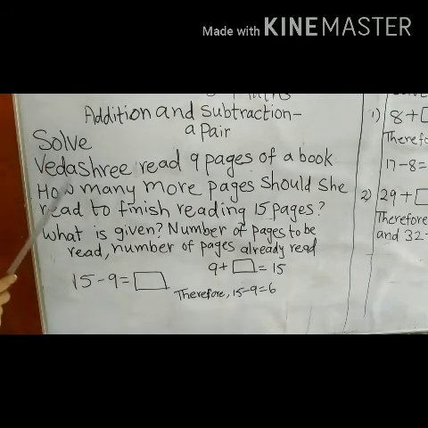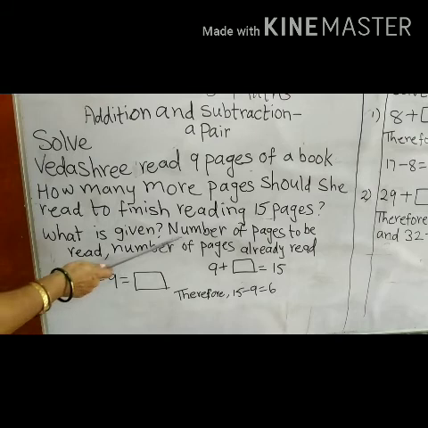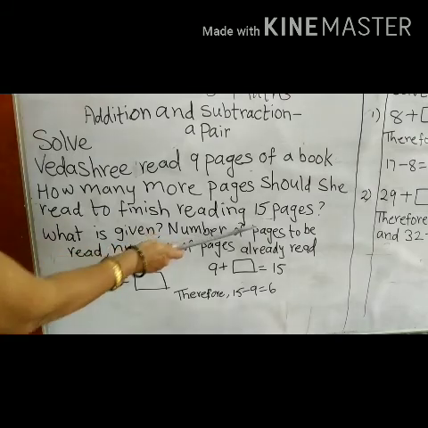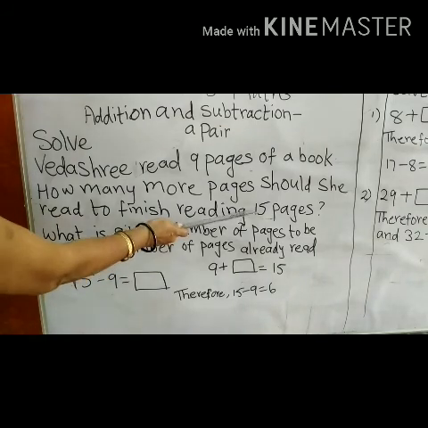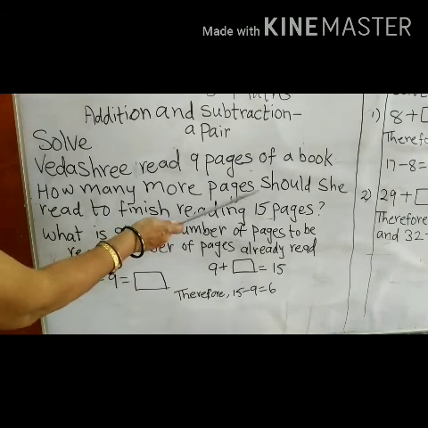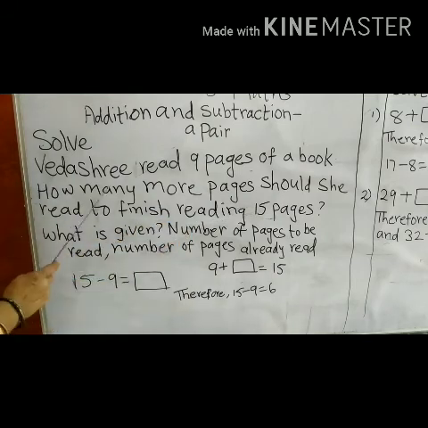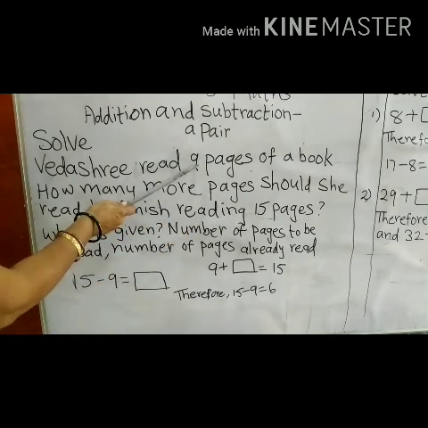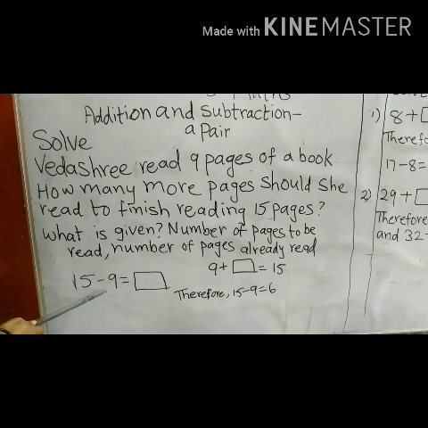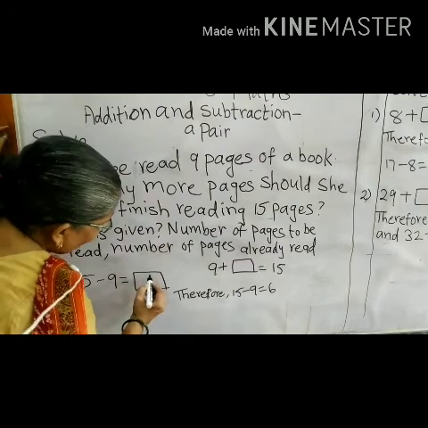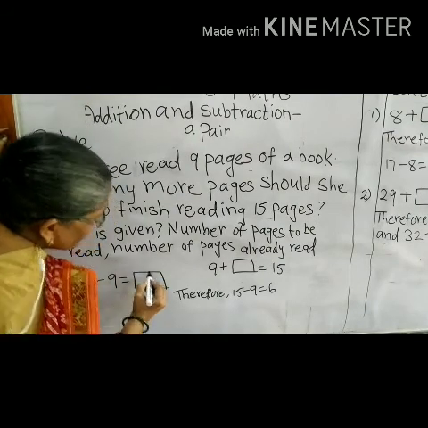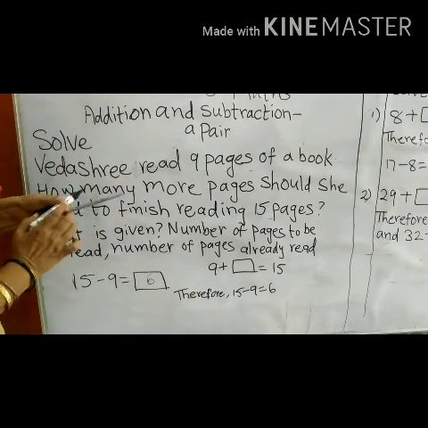Now tell me, what is given? Number of pages to be read is what? 15. Which she has to complete, she has to reach, is 15. And how many pages has she finished? It is 9. So 15 minus 9 is what, children? 6. Very good. Understood?